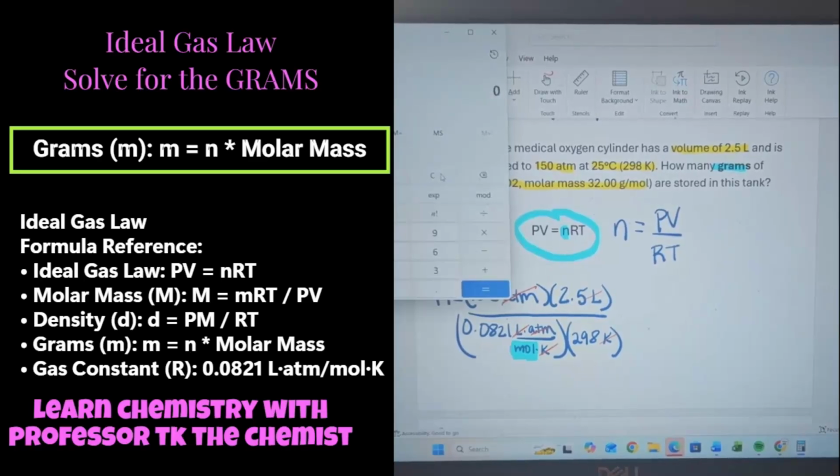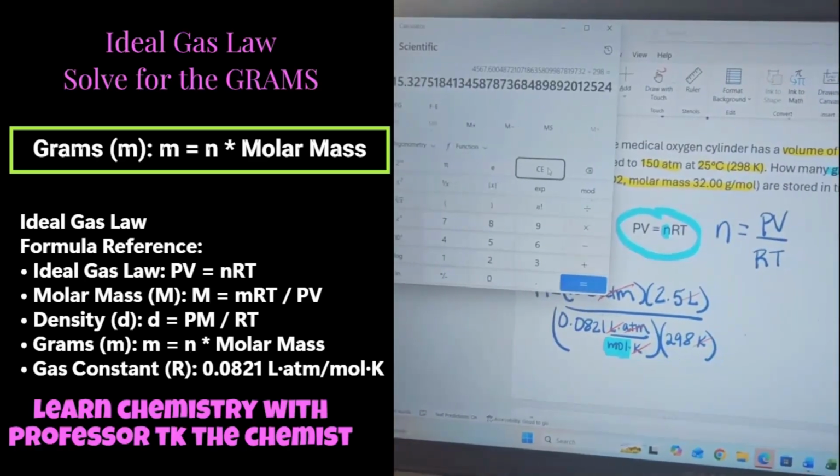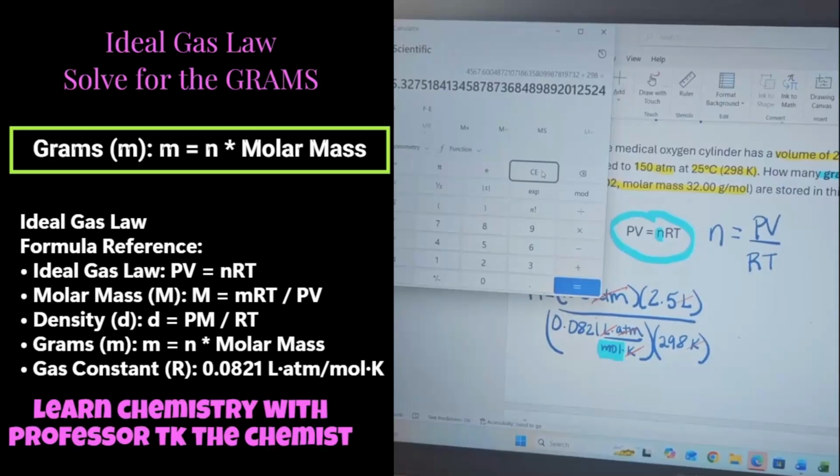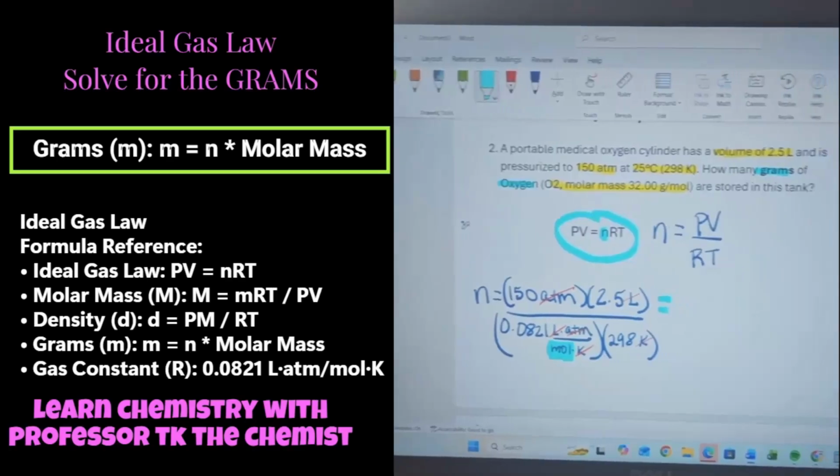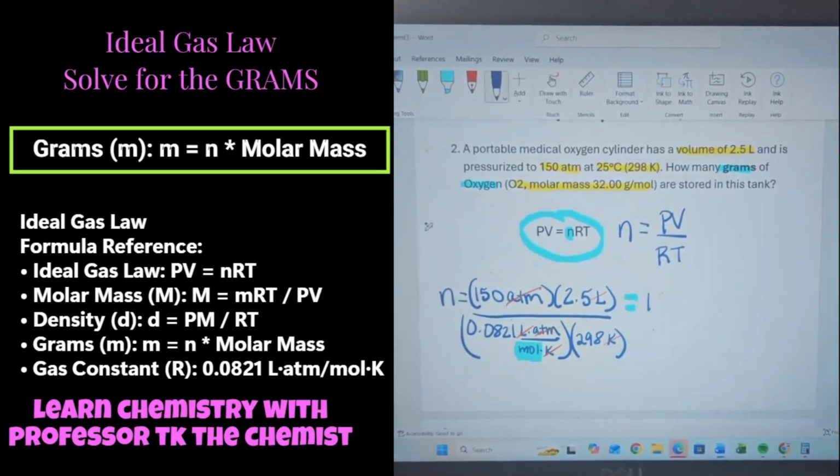Okay, so let's go ahead and type in the 150 atm times 2.5 liters. You get that top number. Then I'm going to divide that by 0.0821. I'm going to divide it again by 298. And I get 15.3. But if we go by our sig fig numbers, 15.3 will actually become 15 because we only need 2 significant digits.